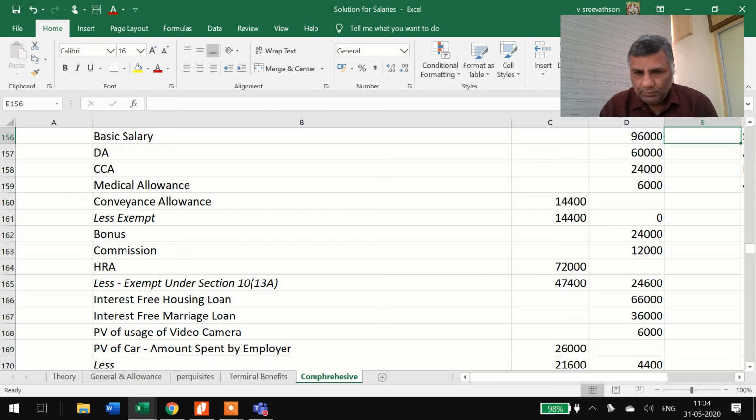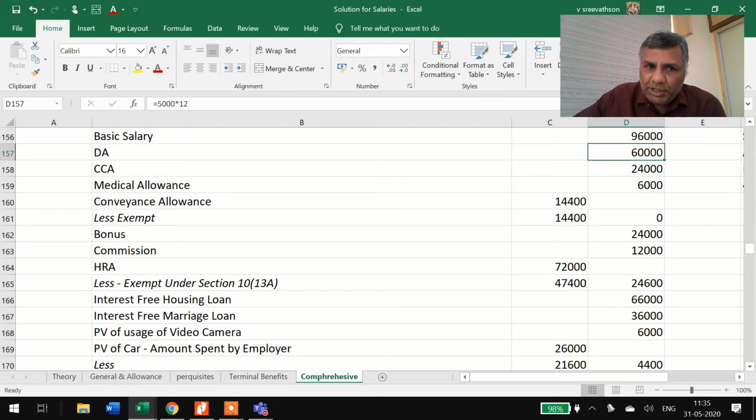Sir, in that DA is 50% only forming part, right? So you have written 60,000. Yeah, here it is fully taxable. Whether forming part of DA is 5,000 per month, 5,000 into 12, 60,000. What is forming part is only essential for the working note calculation and has nothing to do with the main answer. So we'll take it as full.